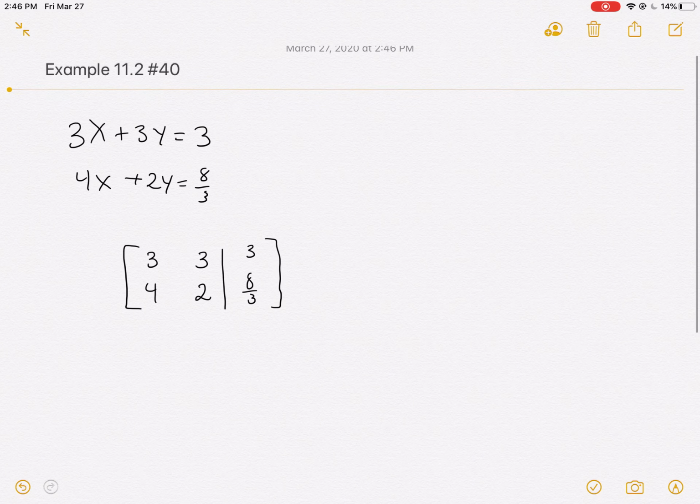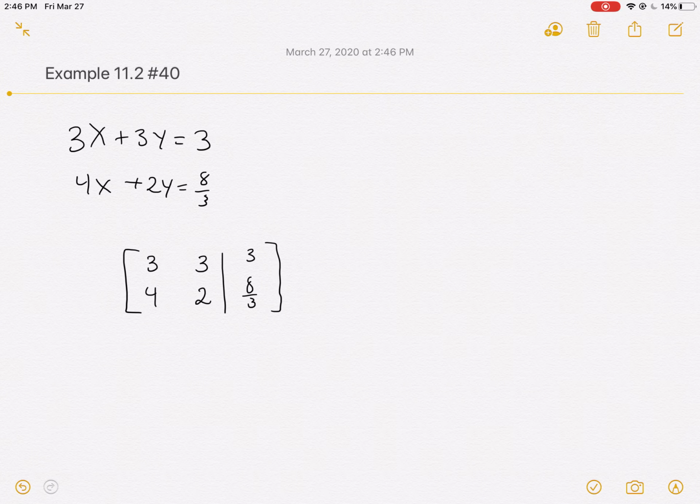So let's look at an example here, 11.2 number 40. I've taken the time to write down the original equation and to put it into its first matrix. And so it was 3x plus 3y is equal to 3, and 4x plus 2y is equal to 8/3 is how we're starting out. And so we just drop that into an augmented matrix.